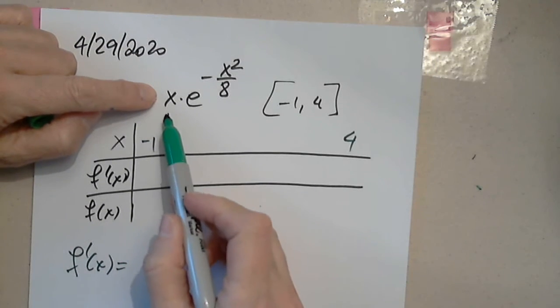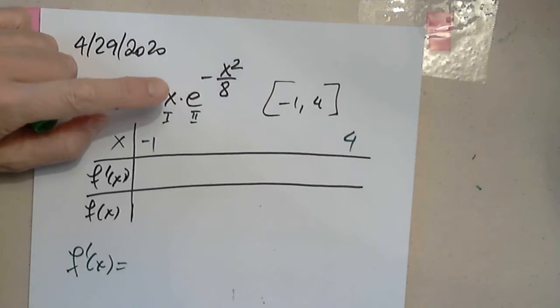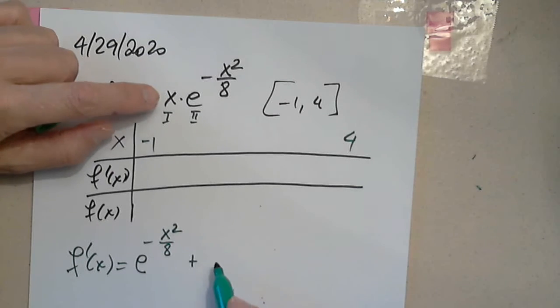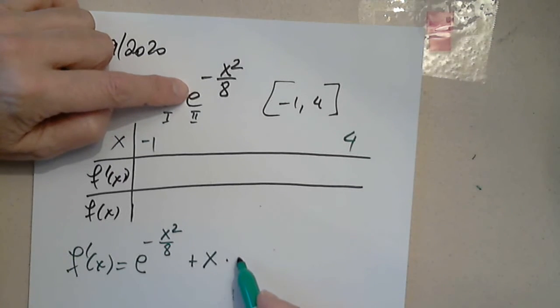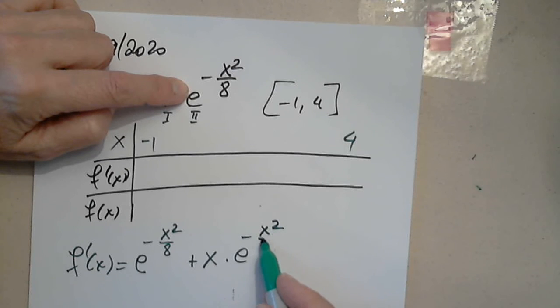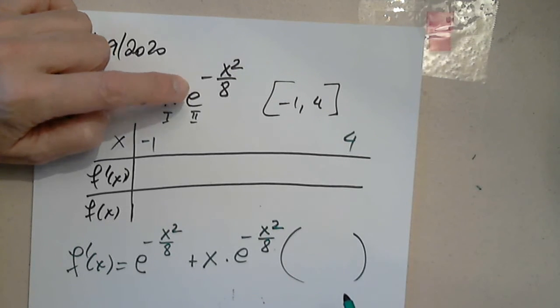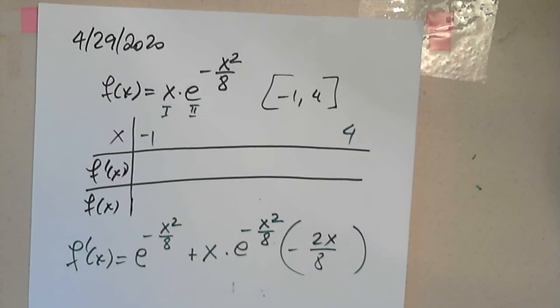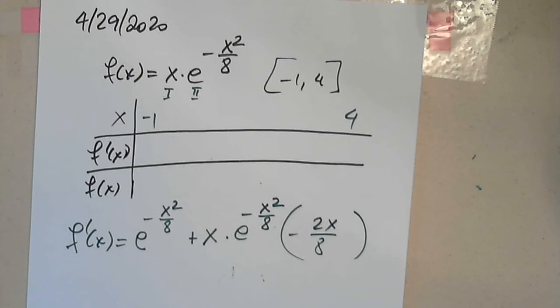So remember, this is function 1 and this is function 2. The first function prime is 1 times e to negative x squared over 8, plus the first function times the second function prime times the inner function prime. Is this okay so far? Yes, thank you. Okay, next.